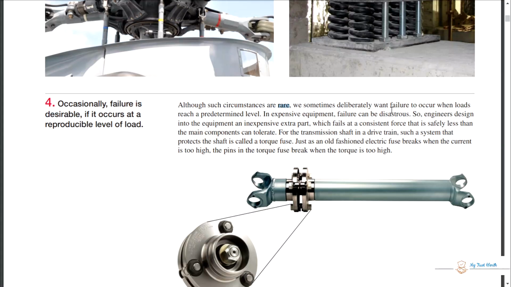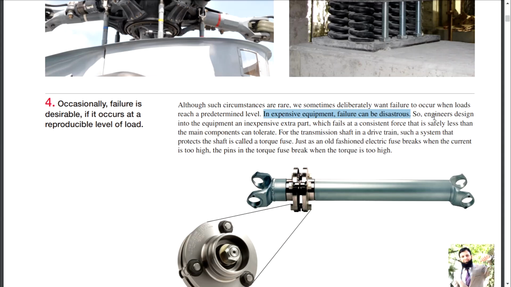Sometimes deliberately we want failure to occur when loads reach a predetermined level in expensive equipment. Equipment is singular and also plural. So equipments is a wrong word. In expensive equipment, failure can be disastrous. Yeah, this is important. Allowing failure depends on the cost of equipment.